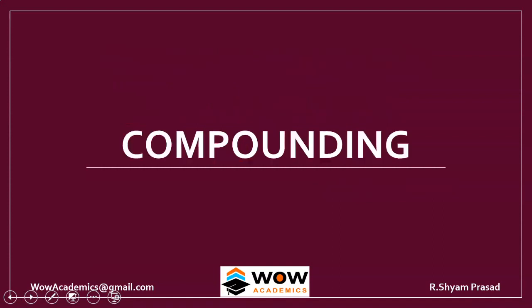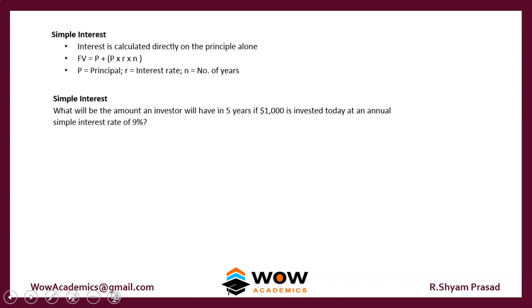So we'll start from the compounding. In compounding interest we will first start with the simple interest concept. Simple interest is directly calculated on the principal alone. Okay, so this is the formula. The FV represents the future value, the value that you are going to receive in the future. It is based upon the principal plus the interest. This is how the interest is calculated: the principal into the rate of interest into the n number of years.